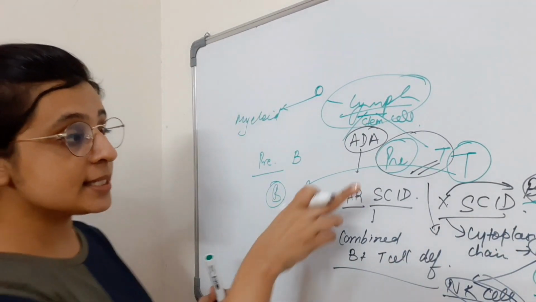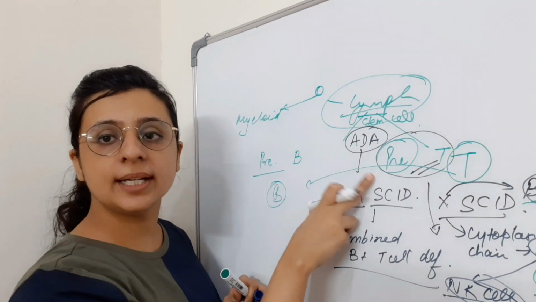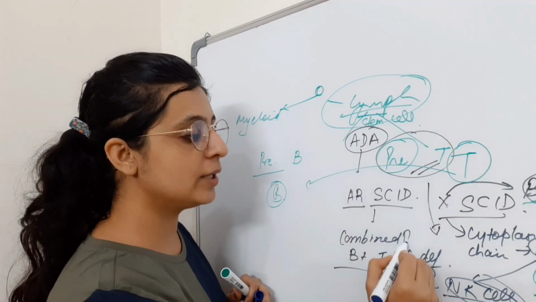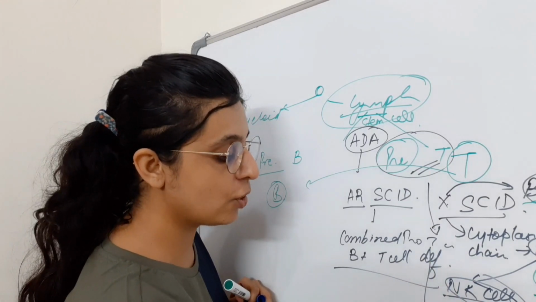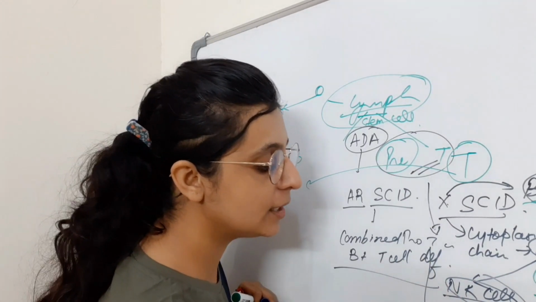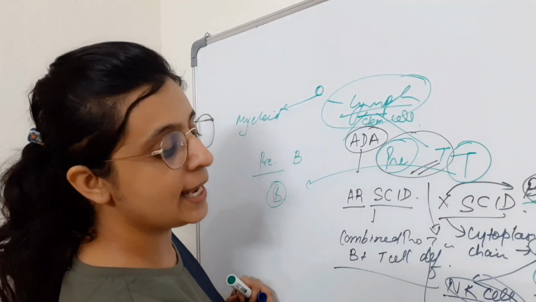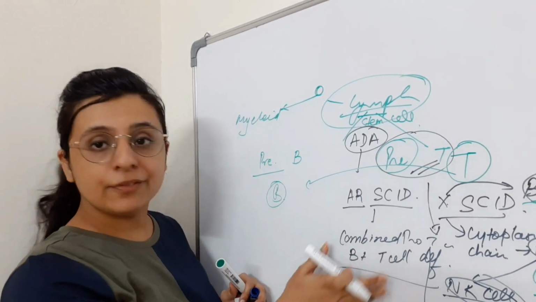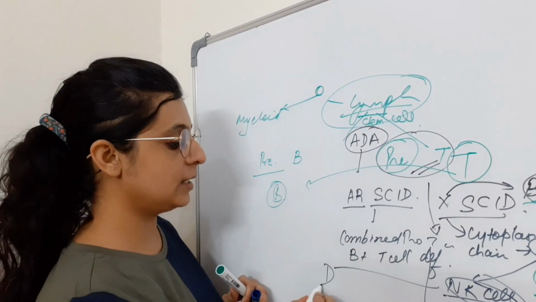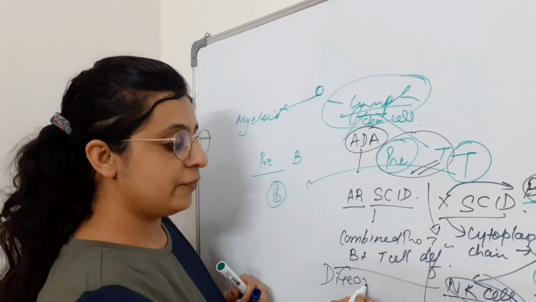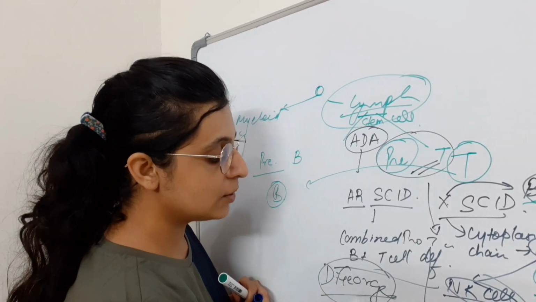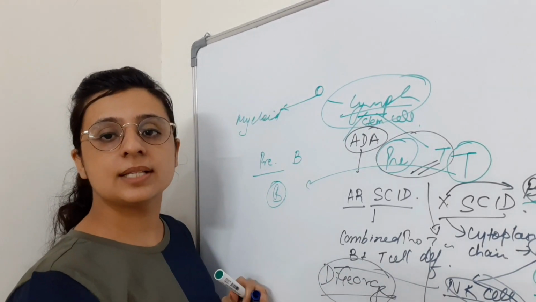Next, once these precursor or immature T cells are formed, they have to get converted into mature T lymphocytes, that is CD4 and CD8. Any defect in this maturation will lead to a defect. For example, DiGeorge syndrome is due to defective thymus development.